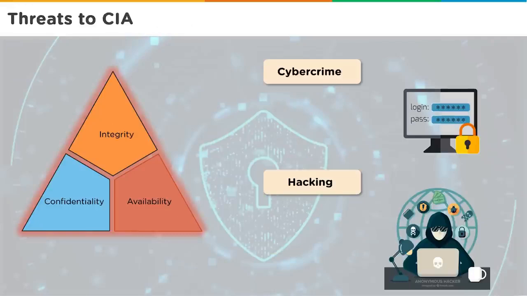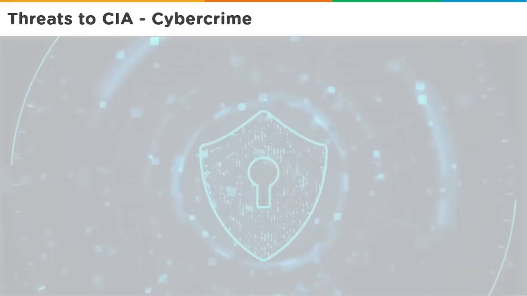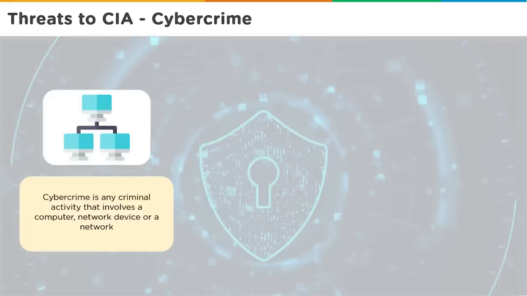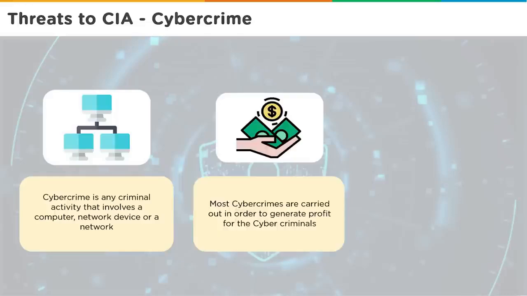Now, when we talk about threats to CIA, the confidentiality, integrity, and availability, we talk about them in two different parameters, cybercrime and hacking. So, what is cybercrime? Cybercrime is any criminal activity or any unauthorized activity that would involve the usage of any computing device which would result as a security incident at the victim's end. Most cybercrimes are carried out in order to profit from them.